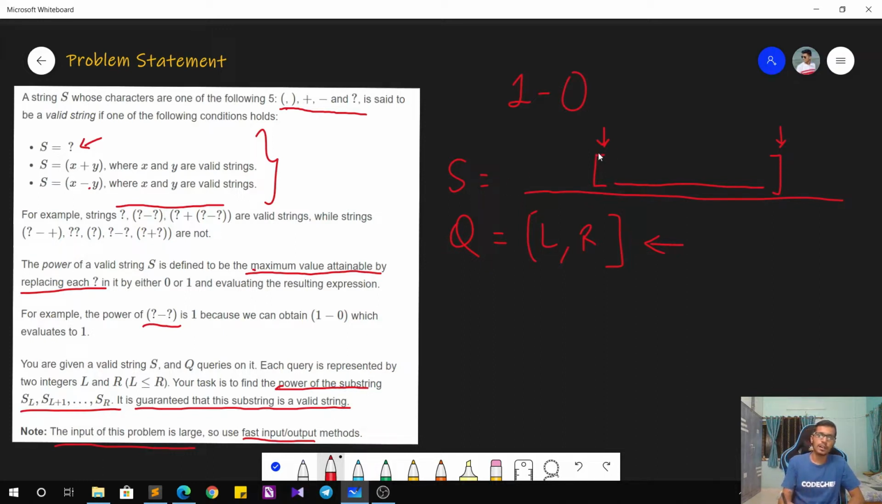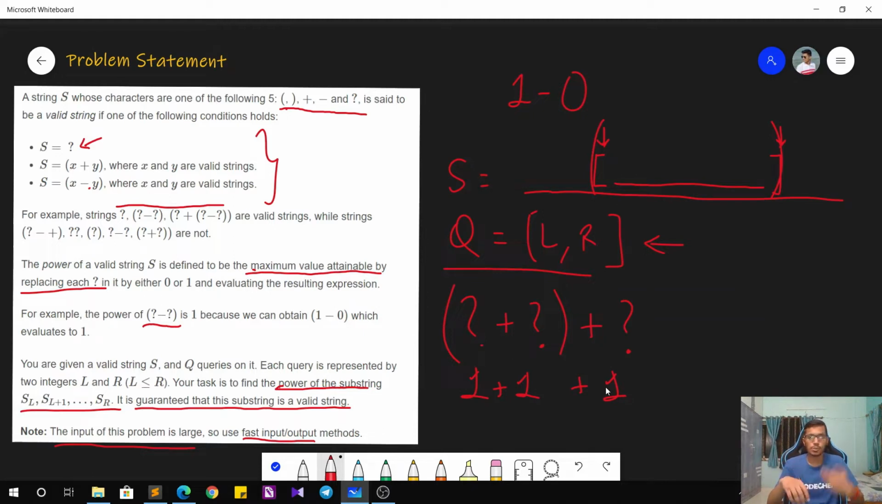We just have a big string. In that we'll be given many queries that amount to a substring, and for that substring we have to find the power of the string. What is the power of the string? It is the maximum value attainable by replacing each question mark by either a 0 or 1. So for example, if someone gives a string like this, question mark plus question mark and again one more question mark, the maximum value attainable over here is 3. Why? Because we can just replace all of them by 1. So 1 plus 1 plus 1, that is 3. So that makes the question clear.